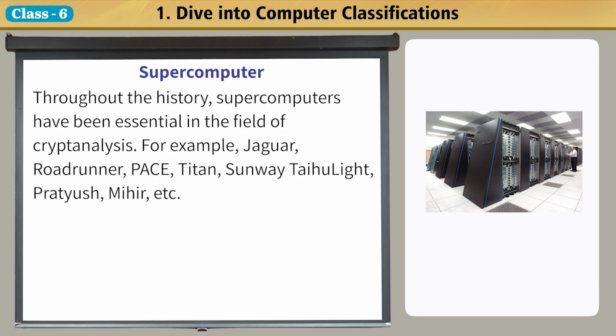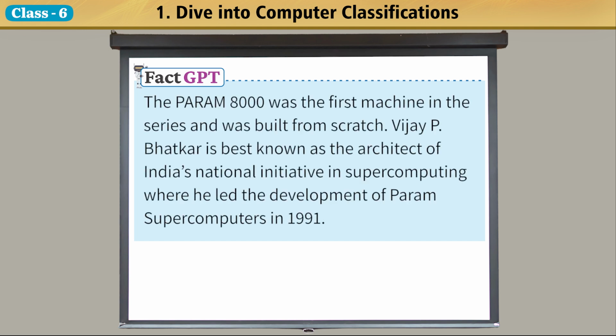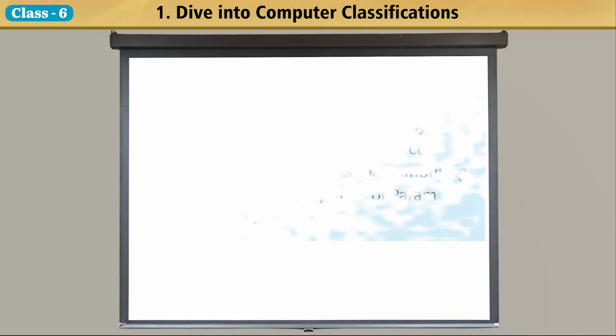Throughout history, supercomputers have been essential in the field of cryptanalysis. For example, Jaguar, Roadrunner, Pace, Titan, Sunway TaihuLight, Pratyush, Mihir, etc. FactGPT. The Param 8000 was the first machine in the series and was built from scratch. Vijay P. Bhatkar is best known as the architect of India's national initiative in supercomputing, where he led the development of Param supercomputers in 1991.